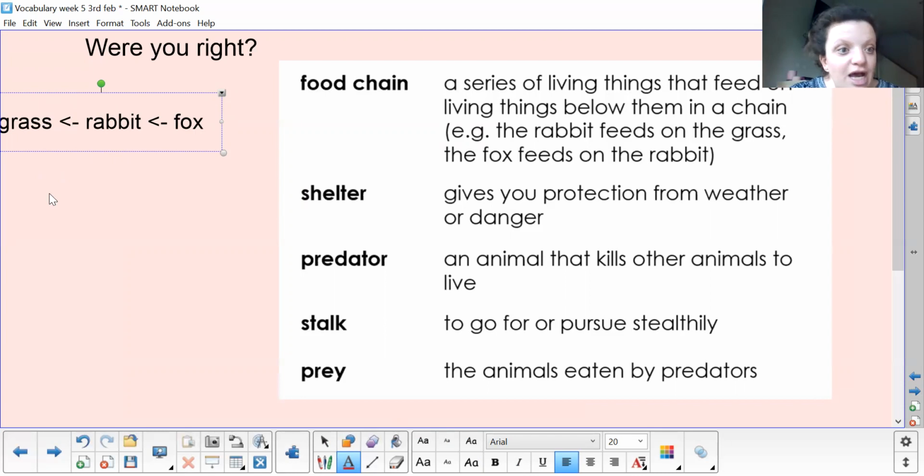So those are the words this afternoon. If you got them right, fantastic, well done. If you needed to edit, don't worry, that's why we're here, we're learning.